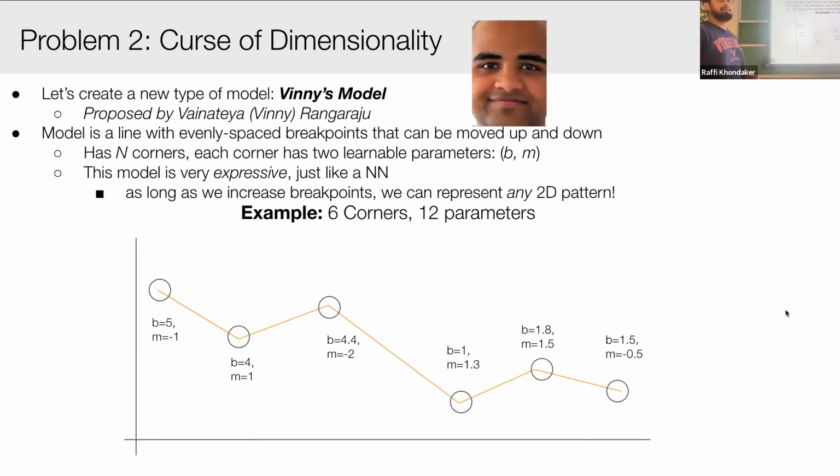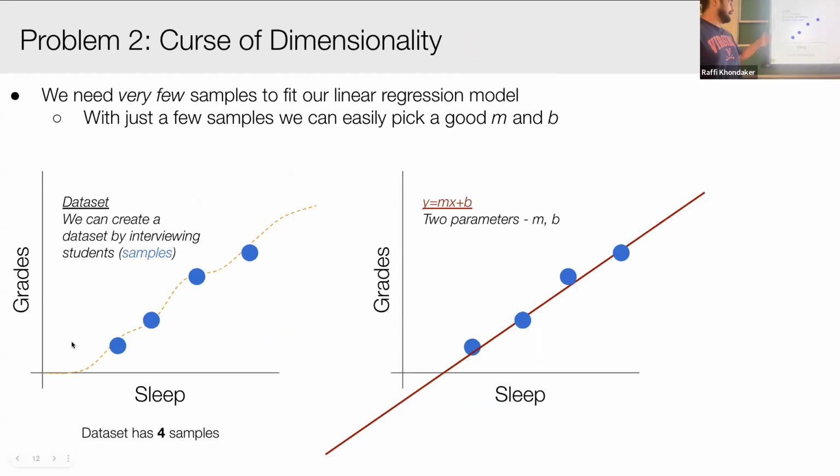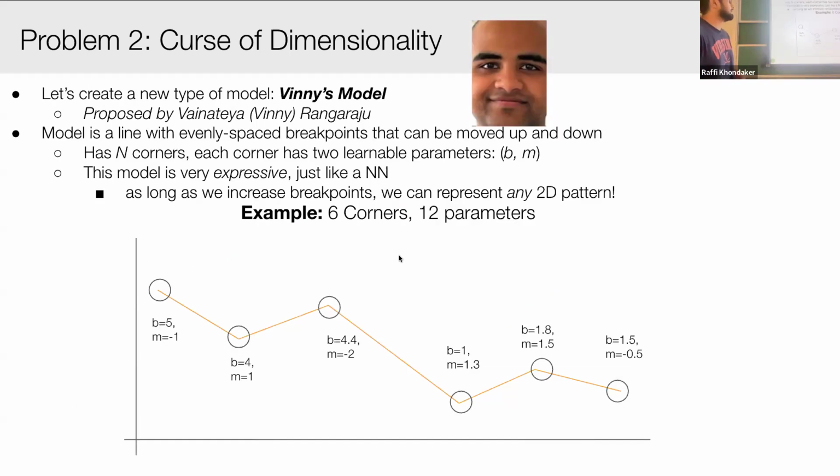Now, let's say hypothetically, we try to have a more expressive model. This will be our stand-in for neural networks. Again, neural networks are hard to visualize in this 1D example. So I call this the Vinny model. It was proposed by a man named Vainatya Rangaraju. He's a UVA alum, by the way. What Vinny proposed is a toy example. Let's say we want to learn a 2D relationship, a function in terms of one variable. Grade and sleep is a good example of this.